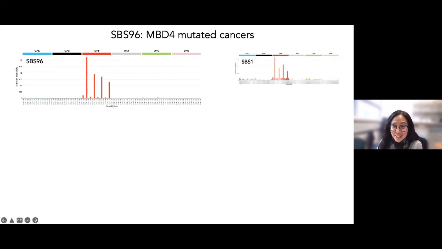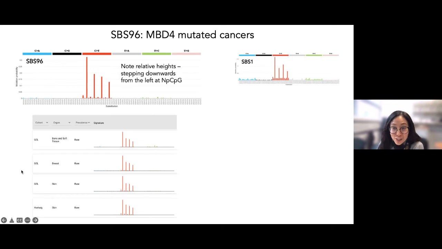And it's true. It is important because I can show you what the extractions look like in different cohorts. So this is the GEL cohort. This is the extraction from bone and soft tissue. This is the extraction from breast. This is the extraction from skin. These are all independently done. And this is the extraction from the Hartwig data set, the metastatic cancer data set, in skin. You can see how identical they are.